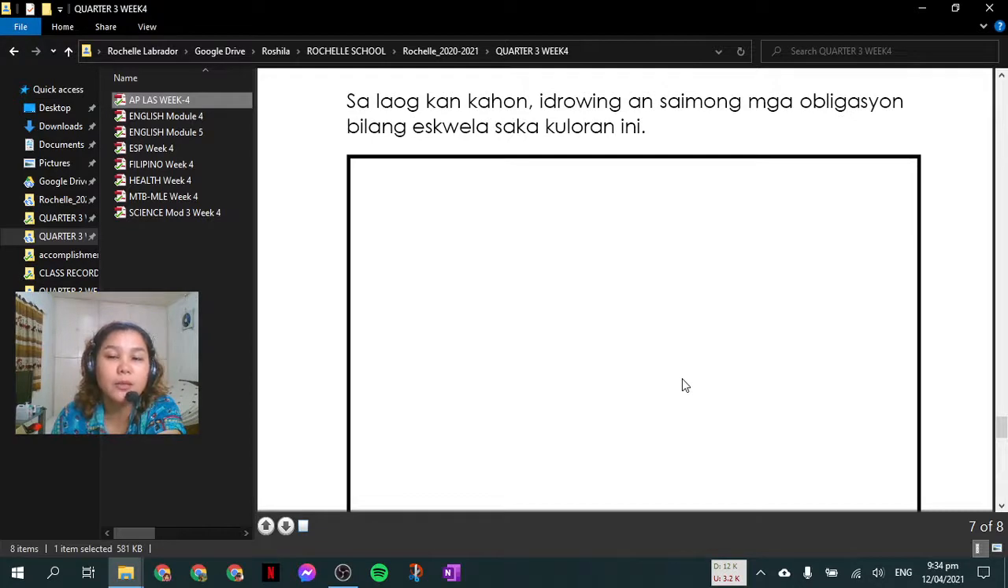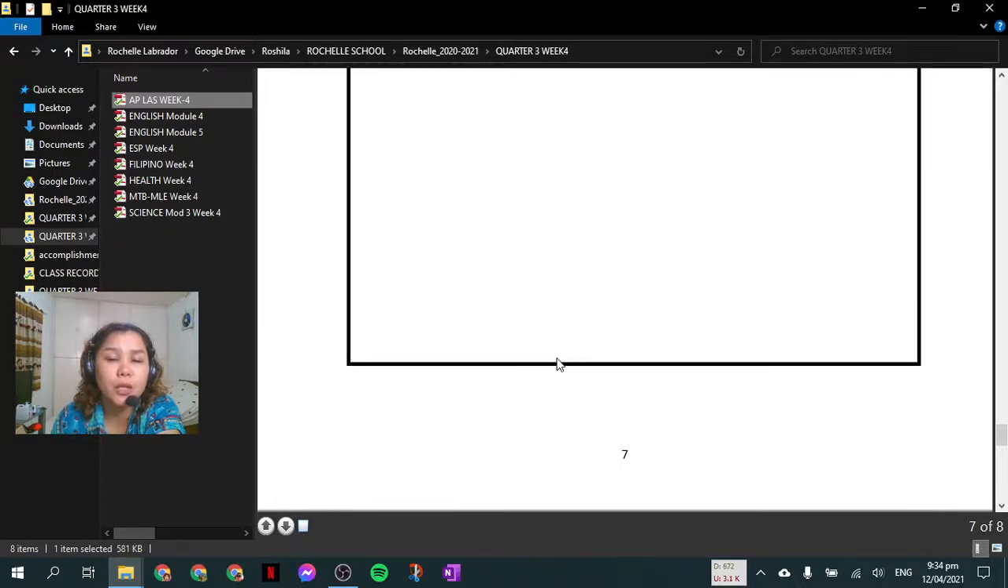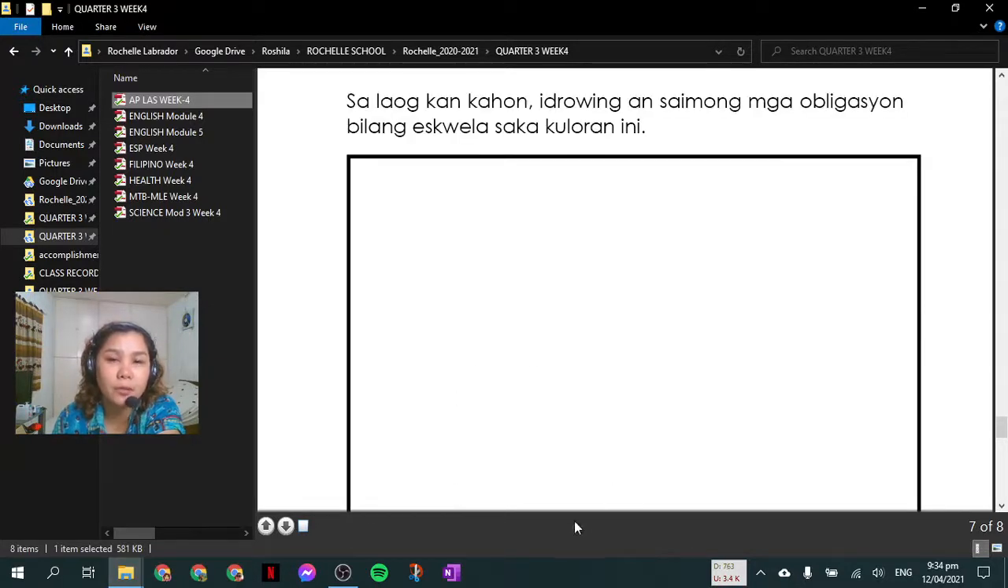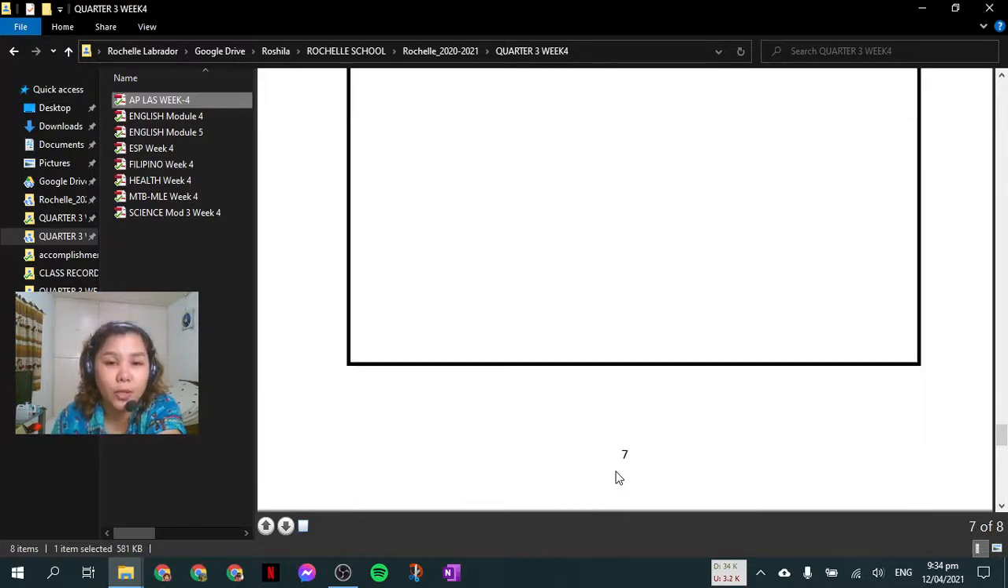So pwede nang only kasi mga obligasyon, you just choose 2. So, i-draw and then color. And if you wish to explain, siguro may short statement sa baba that will explain about your drawing, pwedeng-pwede.